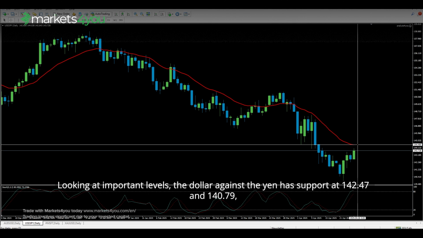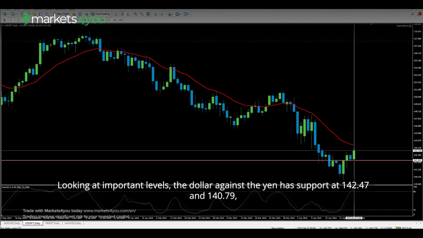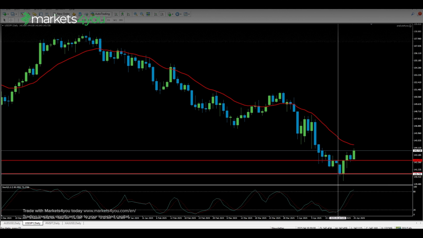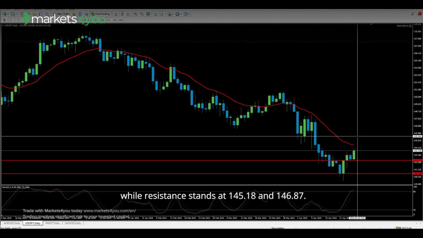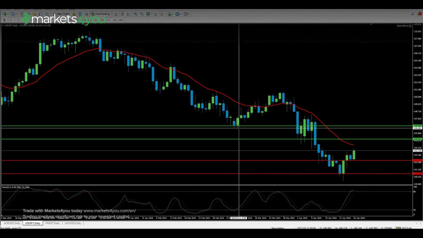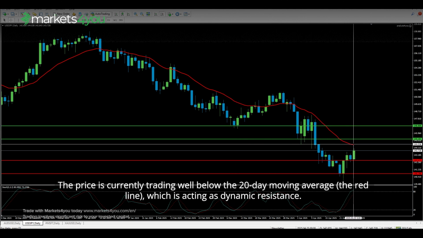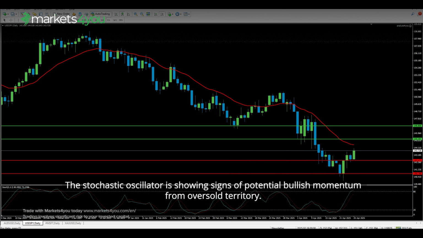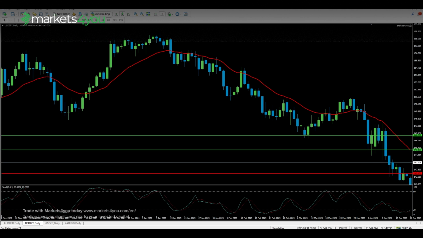Looking at important levels, the dollar against the yen has support at 142.47 and 140.79, while resistance stands at 145.18 and 146.87. The price is currently trading well below the 20-day moving average, the red line, which is acting as dynamic resistance. The stochastic oscillator is showing signs of potential bullish momentum from oversold territory.